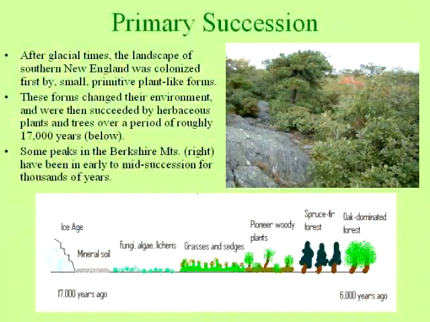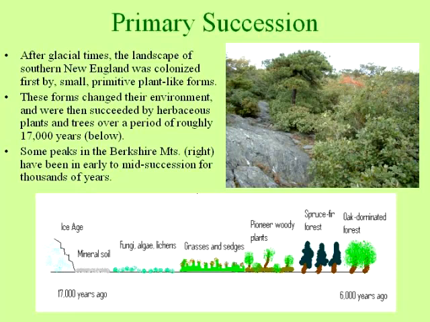Let's consider this idea of primary succession a little bit further, specifically as it relates to the kinds of environments that develop here in southern New England. Now, we've seen that in places like the Berkshire Mountains, areas of bare rock are initially colonized by low kinds of plants, some of which have remained on those mountain peaks ever since their initial colonization.